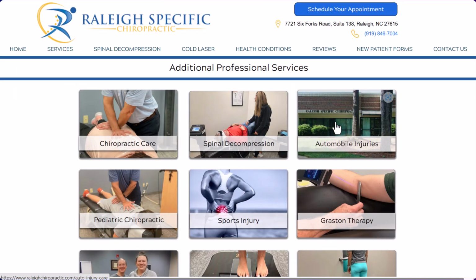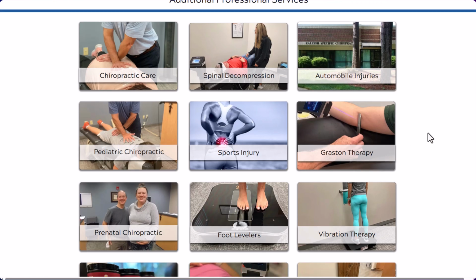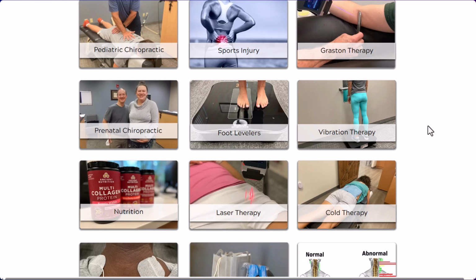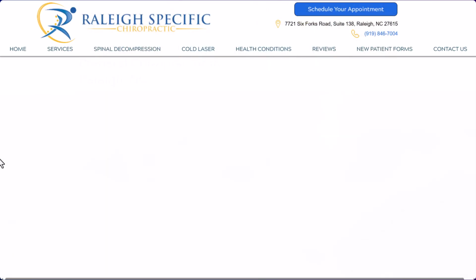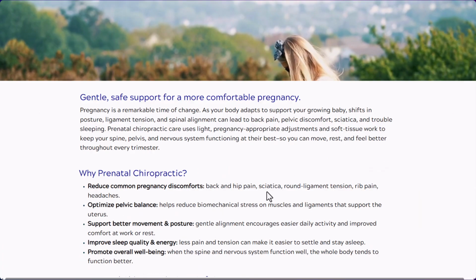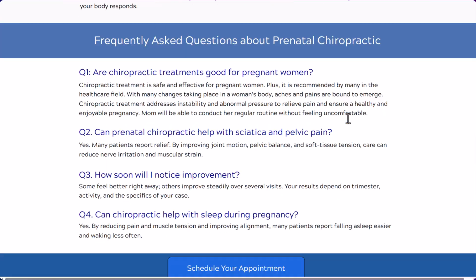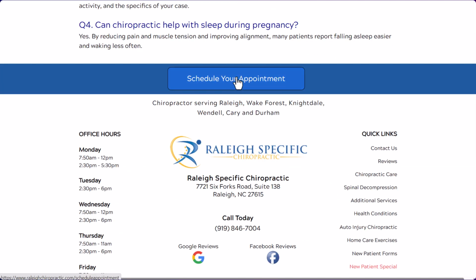Spinal decompression, automobile injuries. These are the things that people are searching for. So you want to make sure you have specific pages for it. So when somebody says prenatal chiropractor near me, you have a page for it. People can go to it and you can send people directly to this page with Google Ads traffic and actually track how many people came in to schedule their appointment.